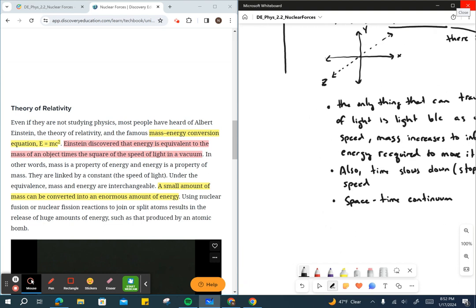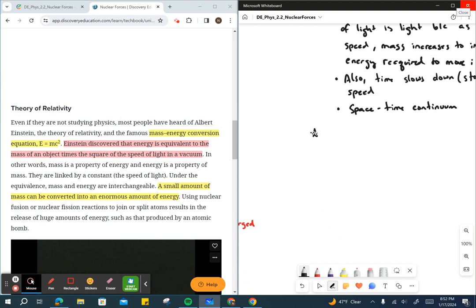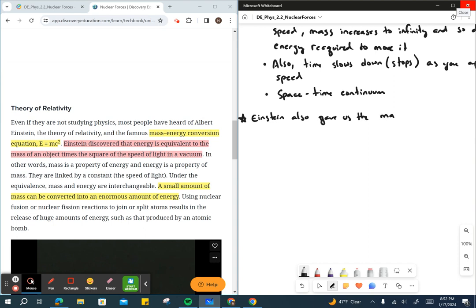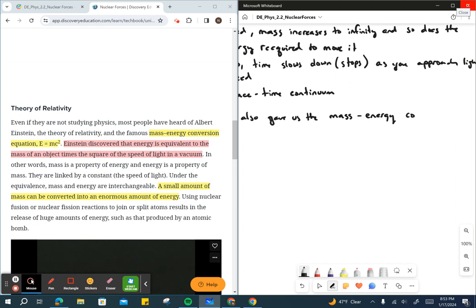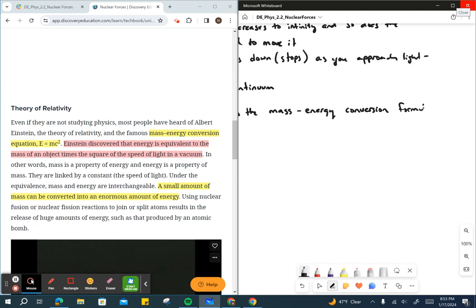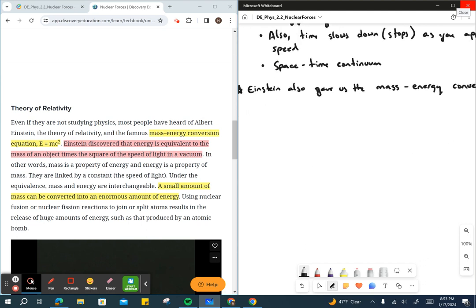Okay, what else did Einstein also give us? Einstein also gave us the mass energy conversion formula. And this formula related energy to mass. Energy was directly related to mass times the speed of light squared.